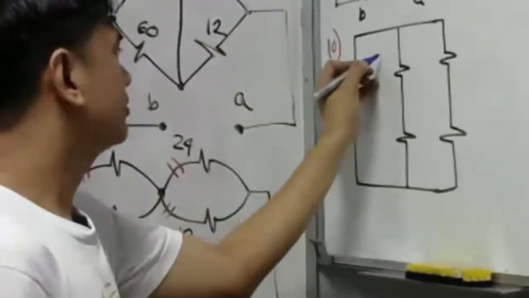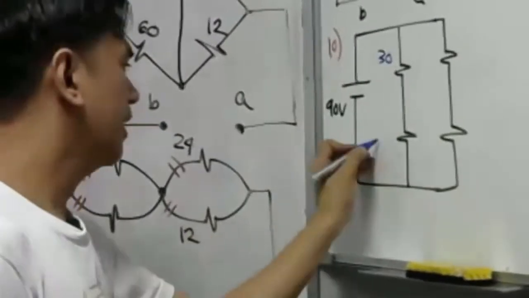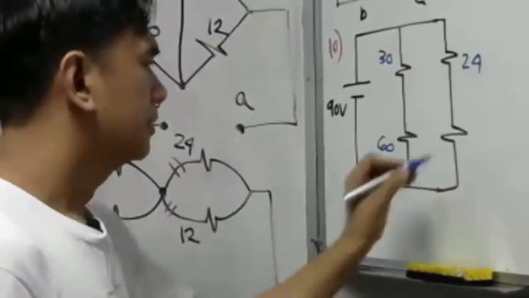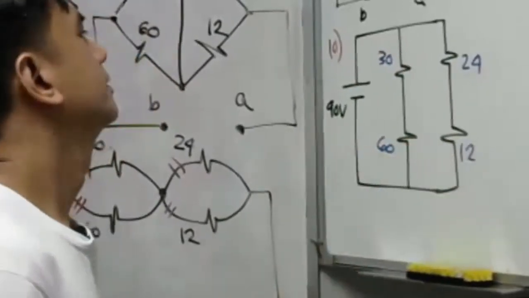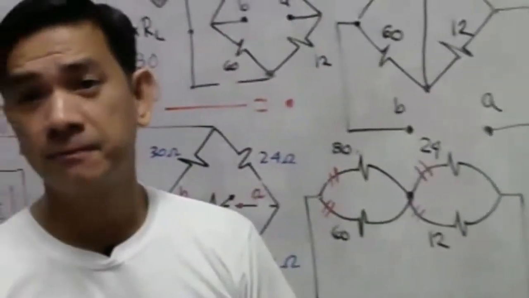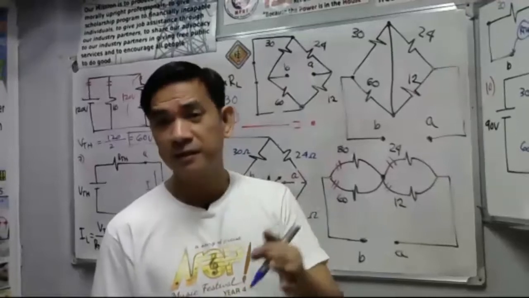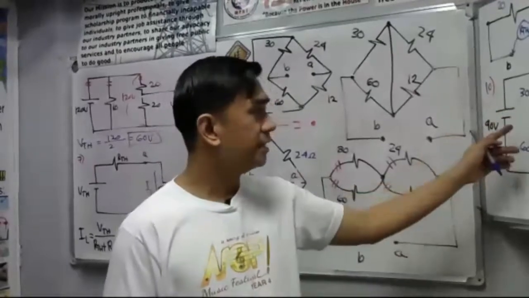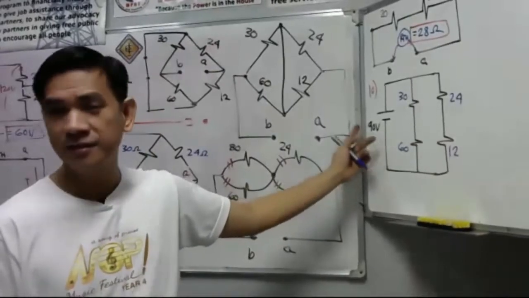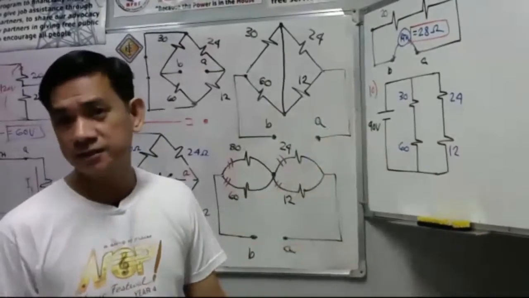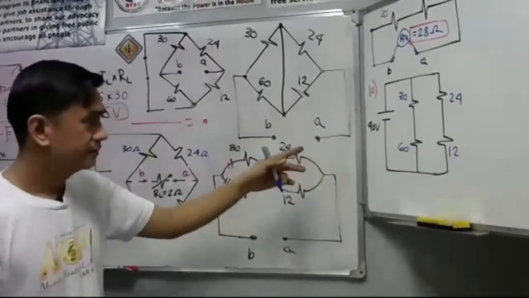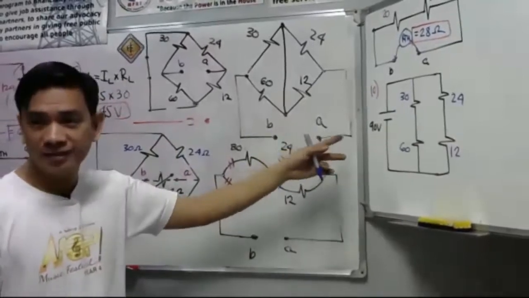So, meron tayong 30 rito. We have 60. We have 24. May 12 tayo. Maybe I can also make this in Spanish all at the same time. English, Tagalog, and Spanish. 30, 60, 24, 12. Meron tayong 90 voltahe. You see? So that our Spanish fellow men students will understand also. But I cannot do it.